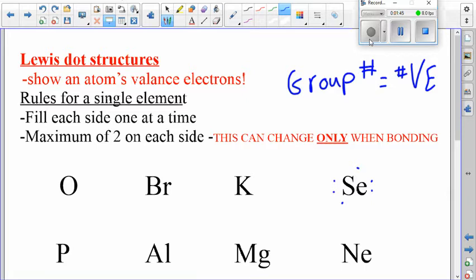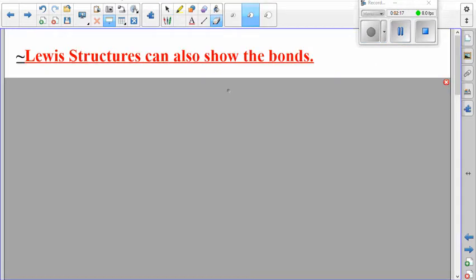And the reason why I'm pointing this out is because you're going to want to be able to move your bonding sites. So again, those are the single electrons right here. You're going to want to be able to move those freely when we're working with compounds, which is what we're going to start on this next page. Okay, Lewis structures can also show the bonds.